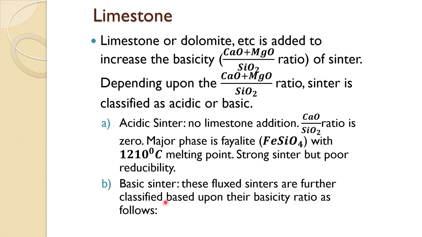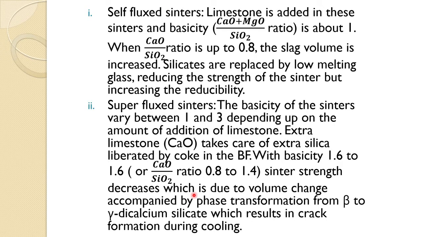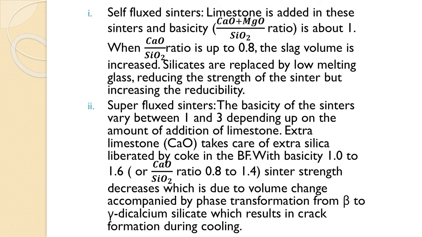These flux sinters are further classified into various types based on their basicity ratio. Self-fluxed sinter is where the ratio of basic and acidic compounds is about 1, we say basicity 1, and in terms of CaO/SiO2, about 0.8. In this case the slag volume in the blast furnace is increased, because you have to add extra flux to compensate for the ash from coke and other places. Silicates are replaced by low melting glass in the sinter, reducing the strength of the sinter but increasing the reducibility.